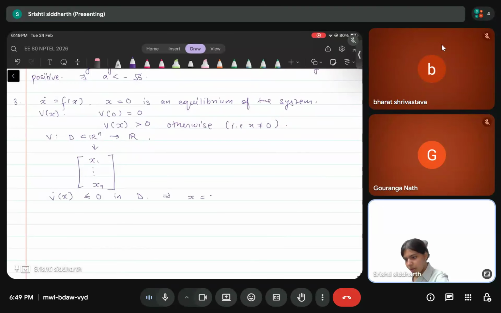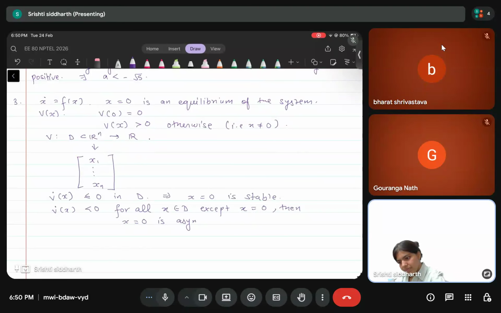implies that the origin is stable. If you are also able to prove that V dot(x) is less than 0 for all x in D except the equilibrium, then x equals 0 is asymptotically stable. Okay, so this is stable, this is asymptotically stable.